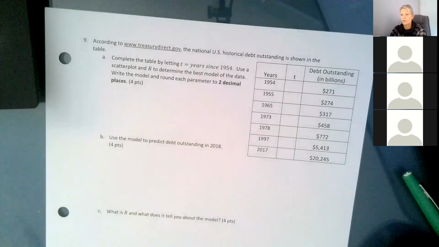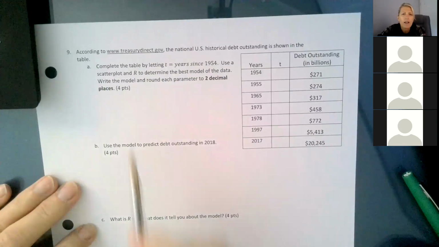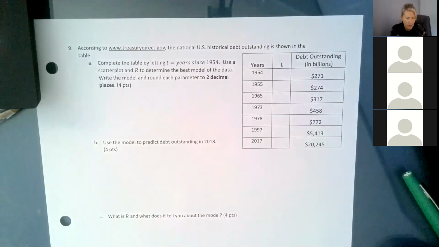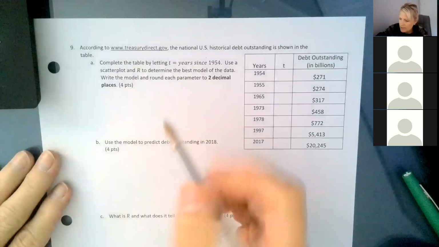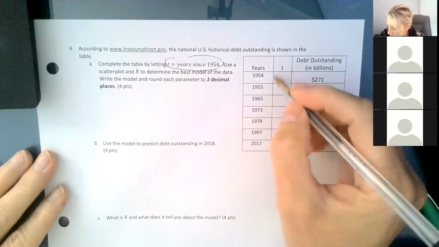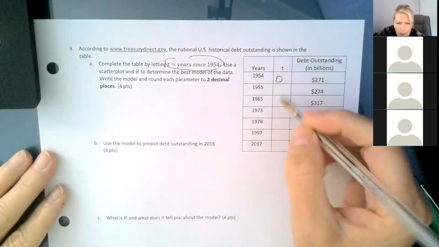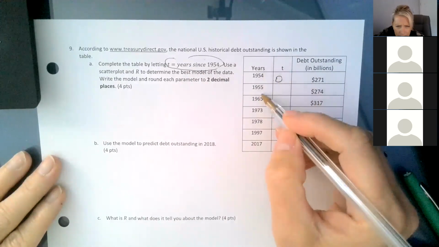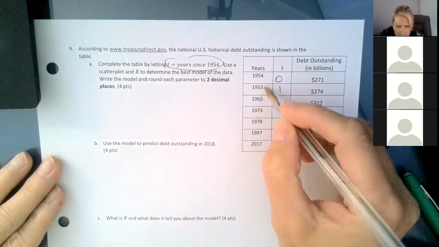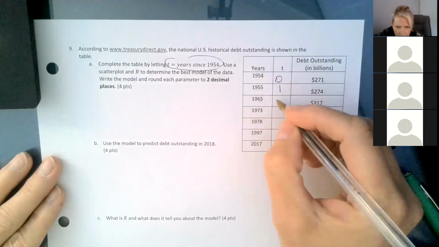So it says the national U.S. historical debt outstanding is shown in the table. So complete the table here. So we have to fill in our T's. And it says use T's since 1954. So the first year is our 0 year. And then it looks like it increased by 1.